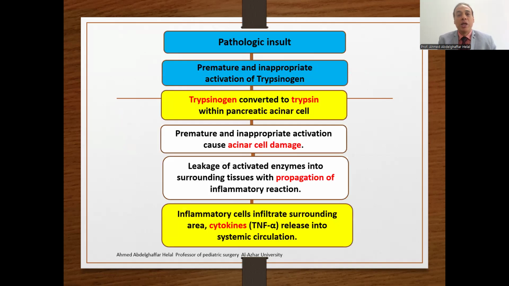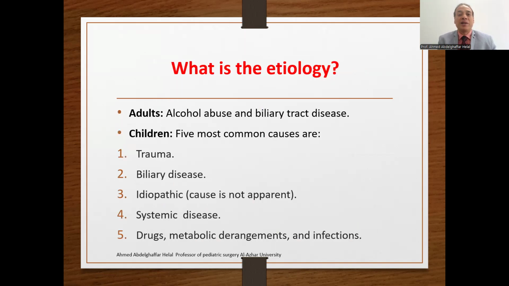It's very important to summarize the items as we see in this table. Trypsinogen converted to trypsin, premature and inappropriate, will lead to acinar cell damage, leakage of the enzymes, inflammatory cells, cytokines, and tumor necrosis factors released into the systemic circulation, which may end with multi-organ dysfunction or even failure.